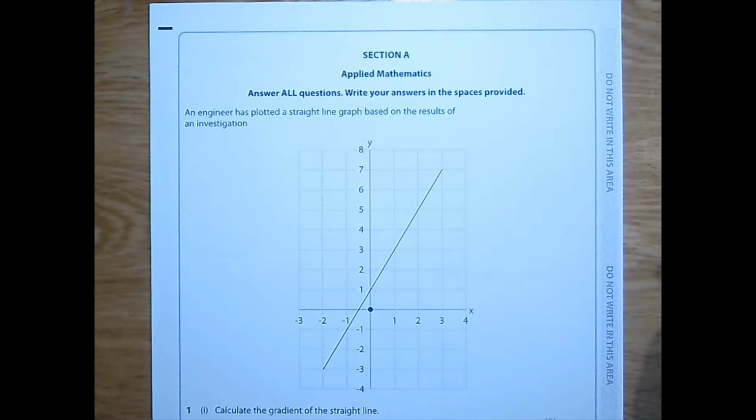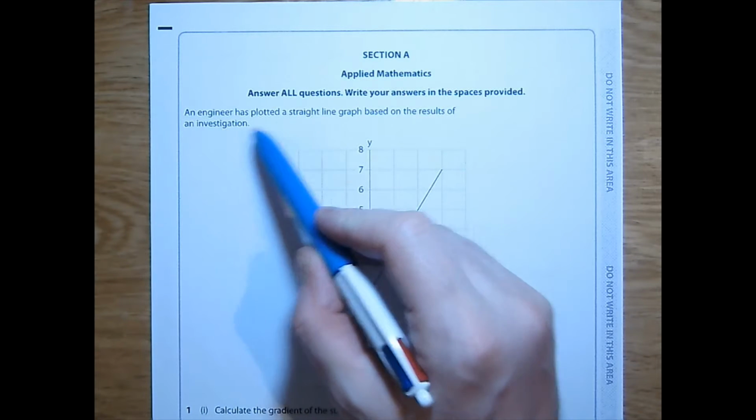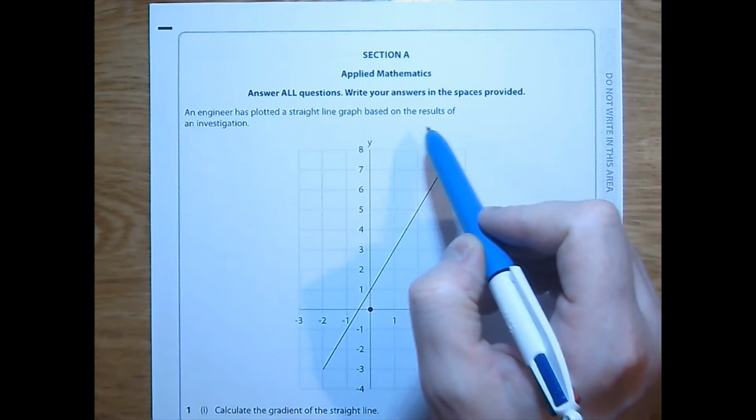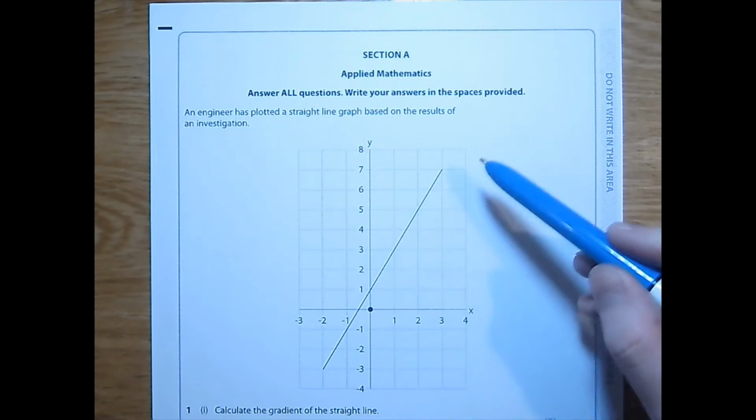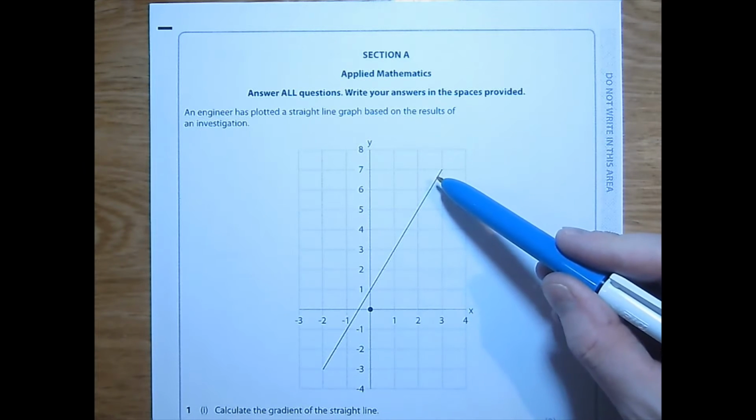June 2018, question 1. An engineer has plotted a straight line graph based on the results of an investigation. And here is that straight line graph, and indeed it is straight. Let's have a little look at some of the details.